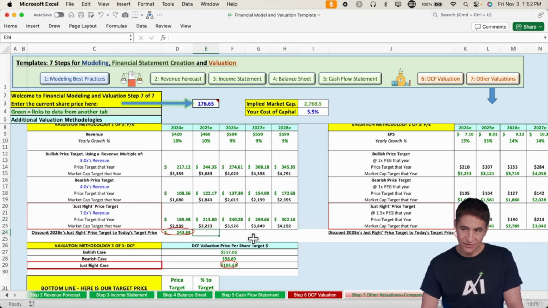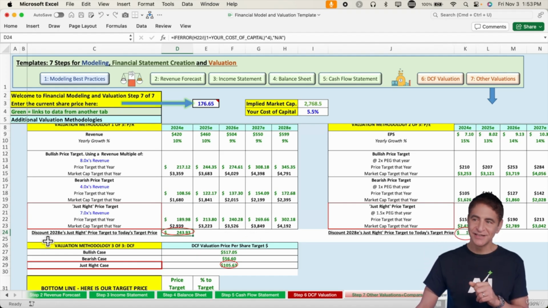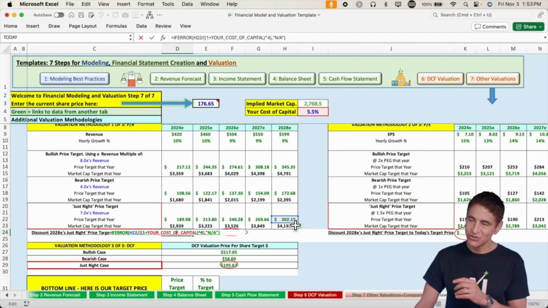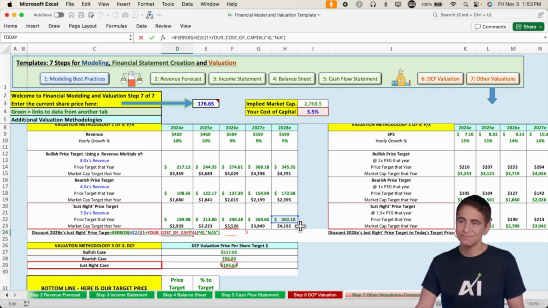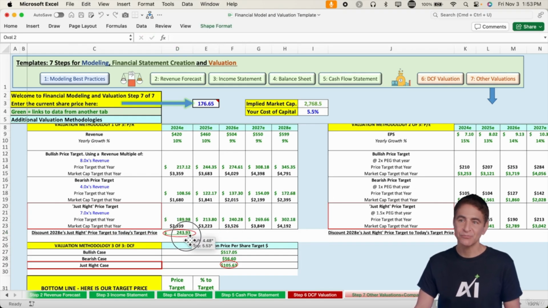Then what I do down here is I'm going to discount the 2028 just right target price into today's terms. And the way I do that, and you can do it any way you want to, is I basically said, okay, let's get the target price in 5 years and let's discount it over 4 or 5 years to here. And I pulled this right here. You can make this equal to the weighted average cost of capital if you want to. I'm going to leave that up to you. And that's how I got that target price right there. And so this explains price to revenue.